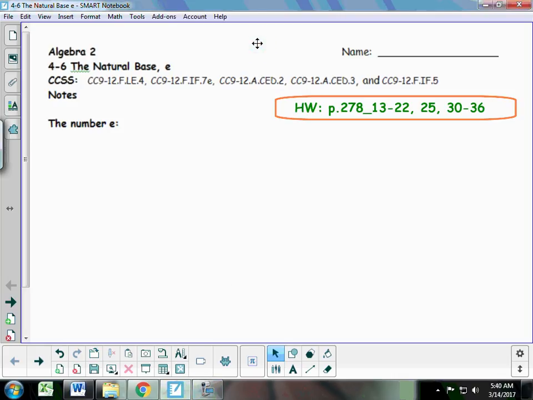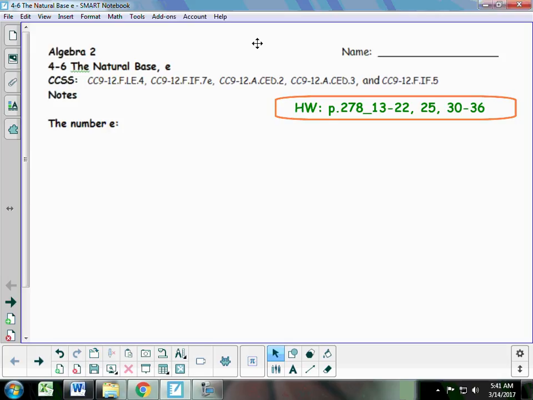Today we are doing lesson 4.6, the natural base E. You can see the homework assignment there, page 278, numbers 13 through 22, 25, and 30 through 36. So today we're going to go over 4.6. After that, you should have some work time on the homework, any chapter 4 homework. Hopefully you can get everything done for today.